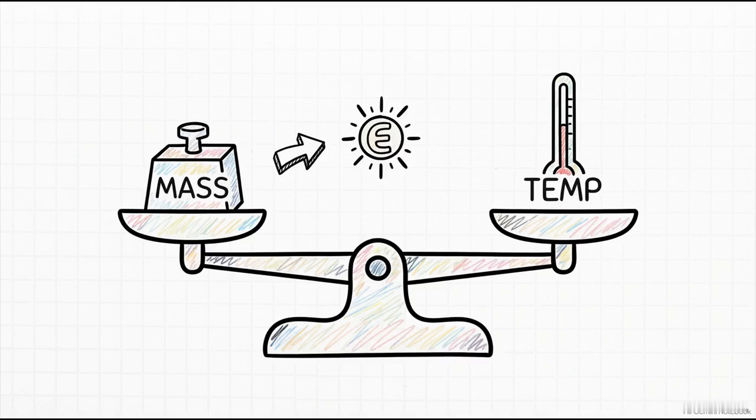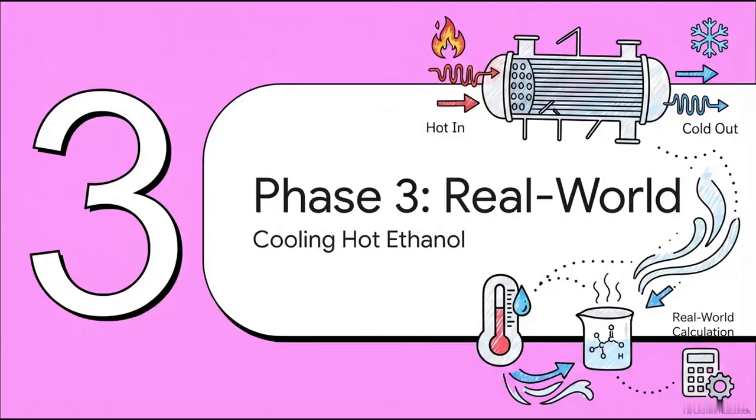You simply take the mass flow rate of your fluid, multiply it by its specific heat, which, by the way, is just a measure of how much energy that specific substance can hold, and then multiply that by the temperature difference you want to achieve. It's pretty much the ultimate statement of energy balance. Which brings us to phase 3, a real-world calculation.